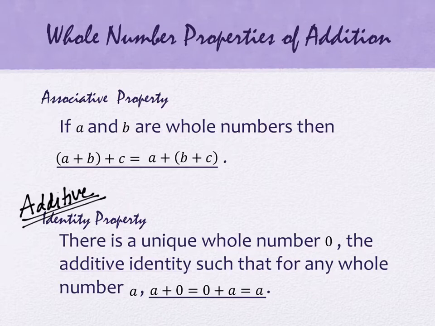So this property says there's a unique whole number 0 called the additive identity, such that for any whole number A, A plus 0 is equal to 0 plus A is equal to A. Okay? You know it to be true. It kind of feels like, well, why do we want to add 0 to stuff? Well, it's actually more helpful than you might imagine, because when we do it, we don't think about us doing it. We just do it naturally because it makes sense to do it.